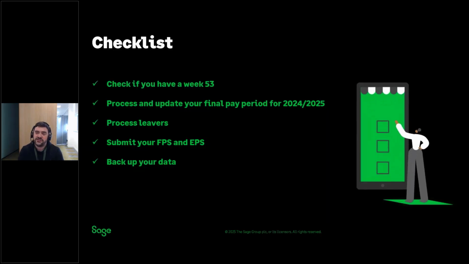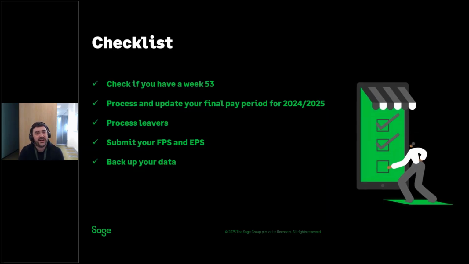So a quick look through the full checklist. We've checked if we had a week 53. It only applies to weekly, fortnightly or 4-weekly if your pay date will fall on Saturday the 5th of April. We processed and updated the final pay period of 24-25. You can check if you've done that by looking down the last updated column. We've processed any leavers that have left and received their final pay. We've submitted the FPS for our last pay date. We've just done the EPS for month 12, and we've made sure we have a backup of the payroll data.